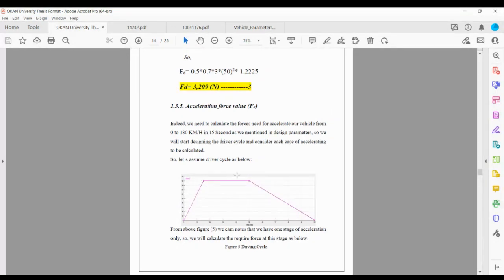Also acceleration force. He defined a driver cycle like this one in MATLAB Simulink, but I do not propose this approach. You can use a driving cycle from the MATLAB Simulink library. If you write driving cycle, you can see FTP75 or NEDC, etc. Okay, please use them. You cannot build your own driving cycle. Please use them. Okay.